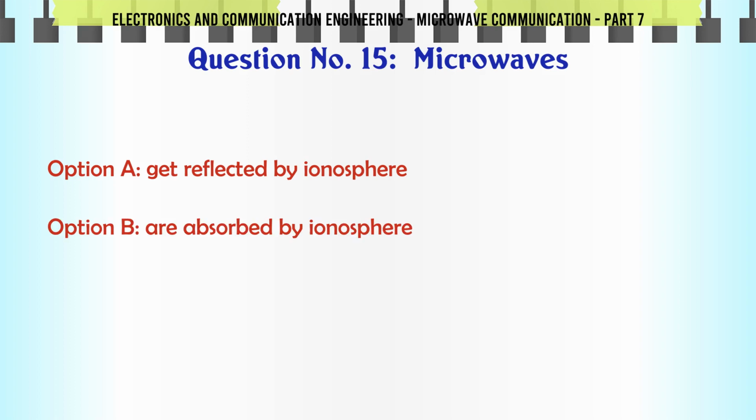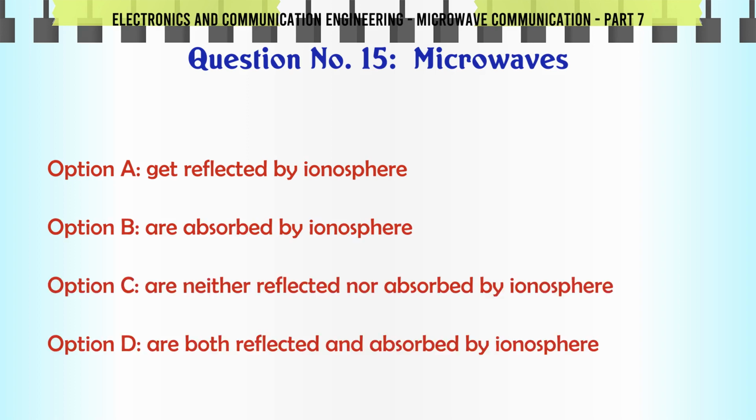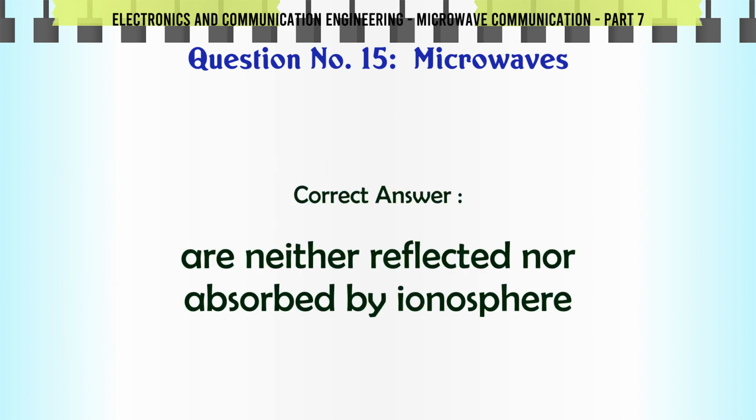Microwaves A. get reflected by ionosphere. B. Are absorbed by ionosphere. C. Are neither reflected nor absorbed by ionosphere. D. Are both reflected and absorbed by ionosphere. The correct answer is are neither reflected nor absorbed by ionosphere.